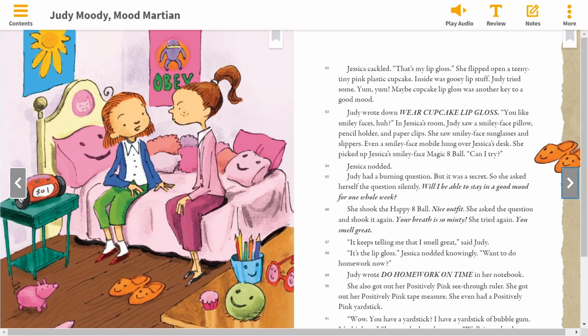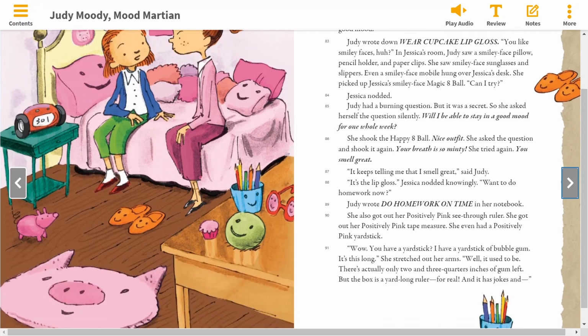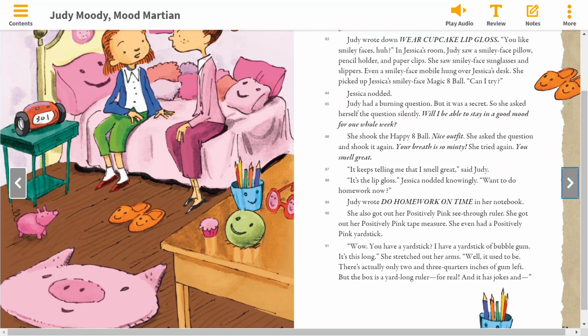Judy had a burning question, but it was a secret, so she asked herself the question silently. "Will I be able to stay in a good mood for 1 whole week?" She shook the happy 8-ball. "Nice outfit." She asked the question and shook it again. "Your breath is so minty." She tried again. "You smell great." "It keeps telling me that I smell great," said Judy. "It's the lip gloss." Jessica nodded knowingly.